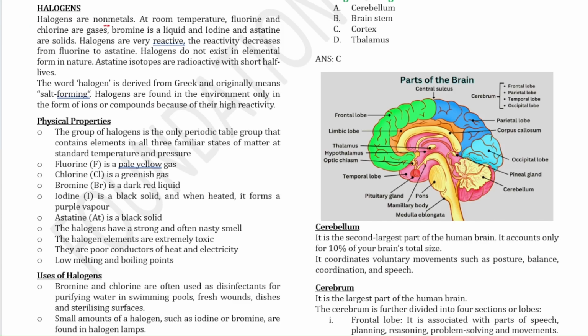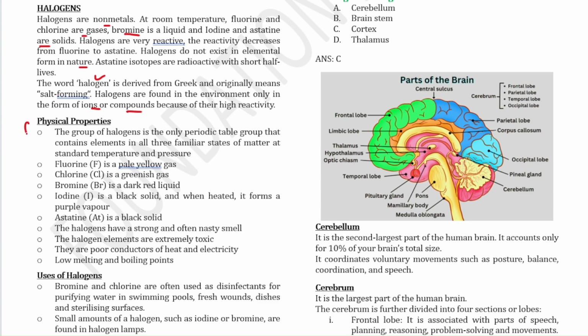Halogens are non-metals. At room temperature, fluorine and chlorine act as gases, bromine acts as a liquid, and iodine and astatine act as solids. These halogens are very reactive and do not exist in elemental form in nature, but you can find them in the environment in the form of ions or compounds, because of the high reactivity. The word halogen is derived from a Greek word meaning salt forming.